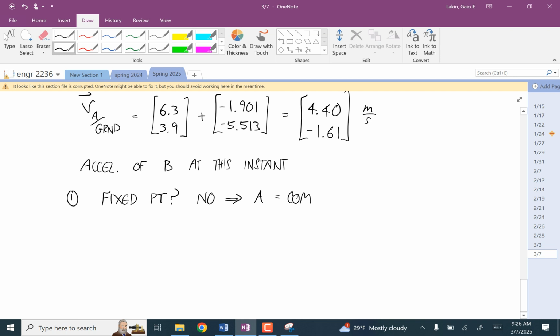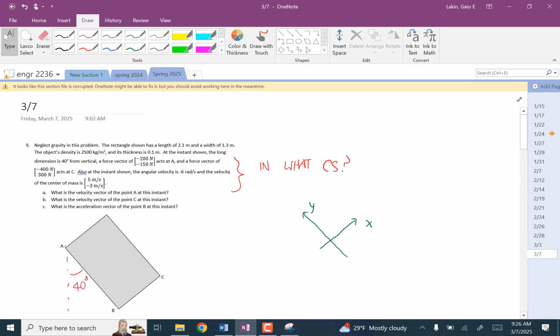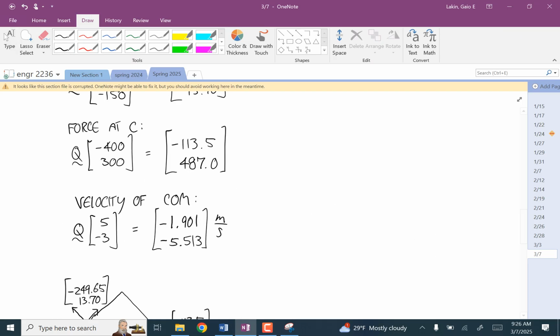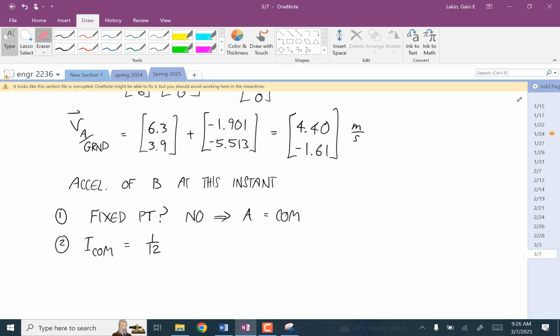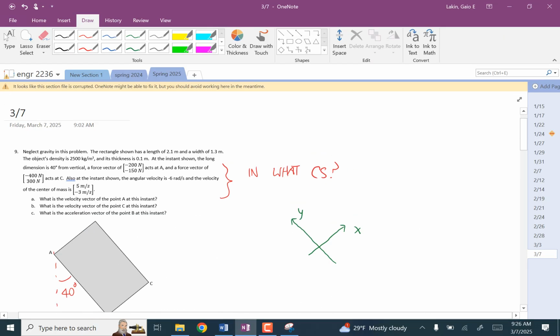Now we can calculate the moment of inertia about the center of mass. That's 1/12 times, it doesn't give a mass, it gives a density, but we have the volume. So before I do this, we have to calculate the mass. So the mass is 2,500 times 2.1 times 1.3 times the thickness of, was it 0.1?